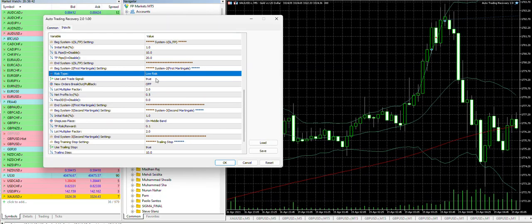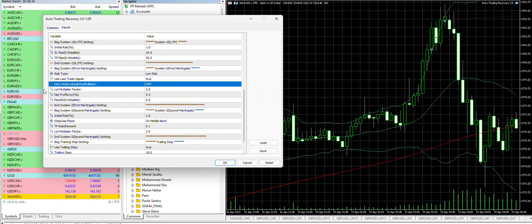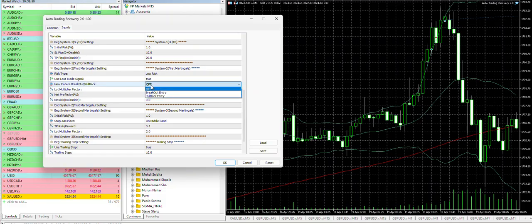That's when we are in grid. So new orders: breakout or pullback. This filter is very important. You can turn it off, or you can choose breakout.